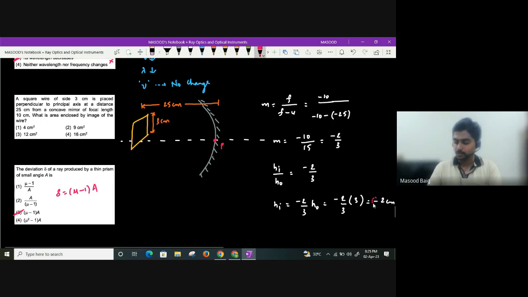So what is minus sign indicating here? Minus sign indicates it will be an inverted image. So each side has 2 centimeters length. So what would be the area again? The area will be 2 squared, which will be 4 centimeters square, guys. Clear, all of you? Understood or not? Is that clear?